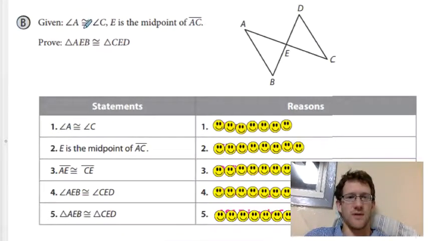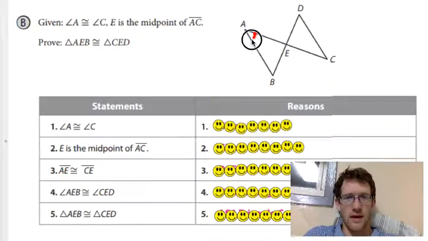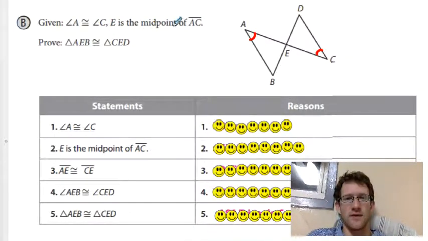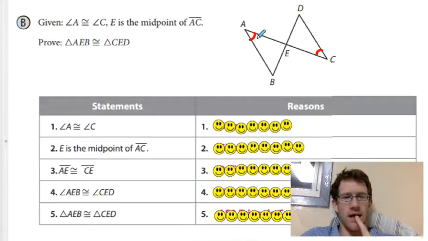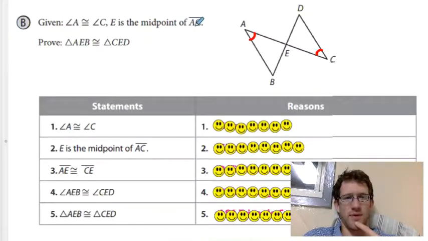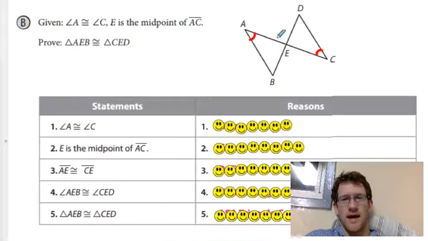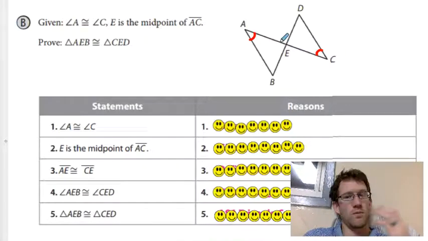Okay, so B here, angle A is congruent to angle C. I'm going to mark that. Angle A is congruent to angle C. Also says E is the midpoint of AC. E is the midpoint. How do I mark a midpoint? Well, I'm actually going to skip ahead here and move on to the definition of midpoint. Remember how we said that using our definition of midpoint, we know that it's in the very center of segment AC. So therefore, AE and CE are congruent. So I'm going to put a little mark there.